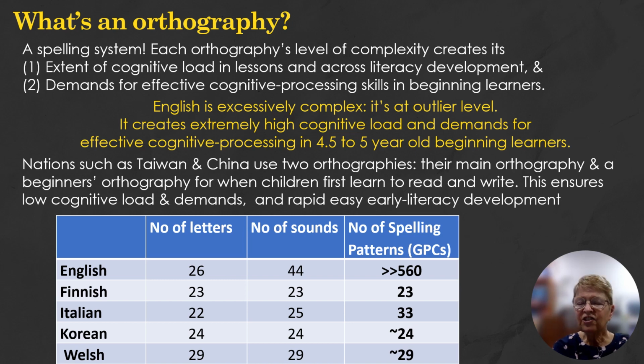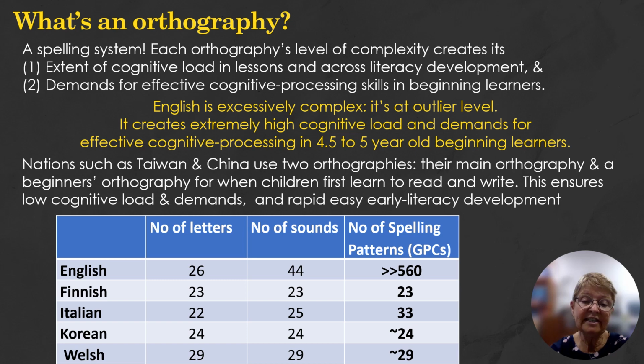Now, other nations have orthographies more complicated than us, okay? So, for example, nations such as Taiwan and China, whose orthographies are far more complicated, they use 2 orthographies. They have their main orthography, and they also use a beginner's orthography for when children first learn to read and write. This ensures low cognitive load and demands and rapid, easy early literacy development. Let's have a look at that table.